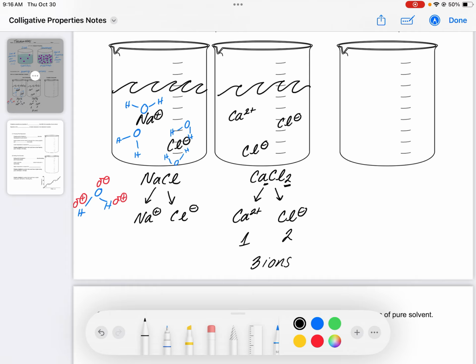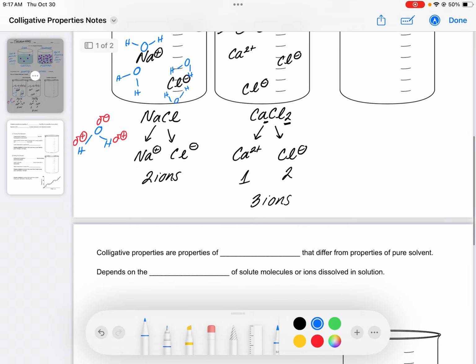So ionic compounds, they split up into solution, and they specifically split up into the number of ions that we're looking for, or the number of ions that came together to form the compound. So for NaCl, there were only 2 ions, so we just drew 1 of each. But for CaCl2, there are a total of 3 ions, so we have to draw all 3. So I'm going to write ionic compounds. They split up in solution.